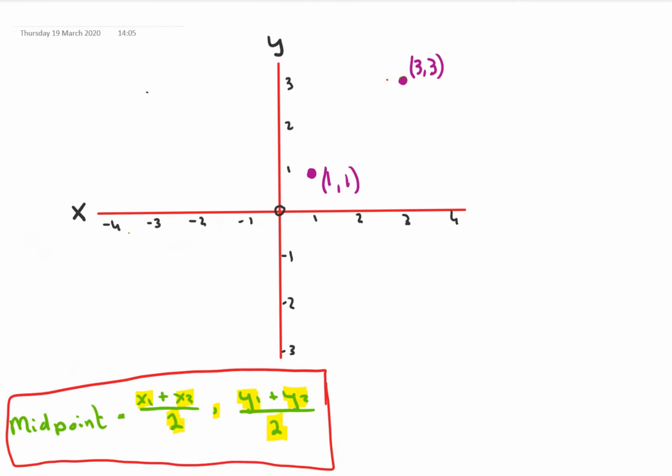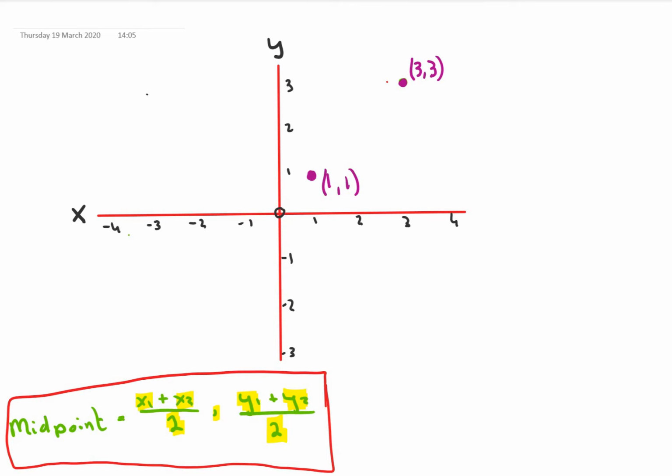And what that means is, I take these points, I label them x1, y1, x2, y2, I put it into the formula and I solve. So I'll show you how that works. So I'm going to write out my 2 points. 1, 1 and 3, 3. And I'm going to label these points x1, y1, x2, y2. And it has to be labelled x1, y1, x2, y2.